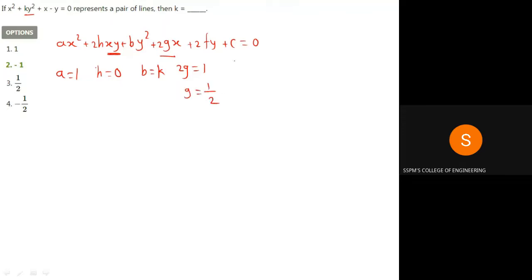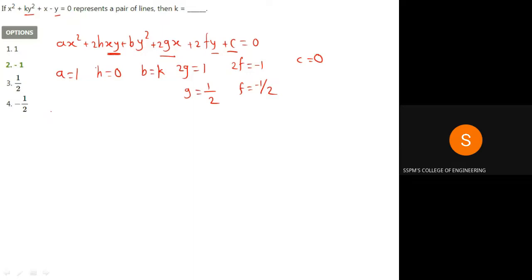Similarly, we can find for f. So 2f is equal to what? Coefficient of y. What is coefficient of y here? It is minus 1. So that means f is equal to minus 1 by 2. Now c, that means the constant C, is not given here. No constant is present in the first equation, so C must be 0.